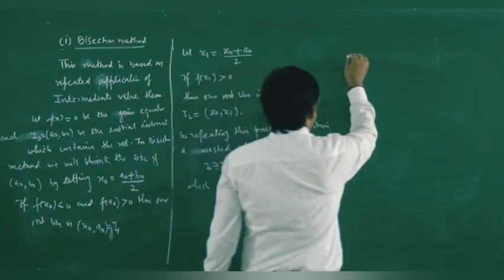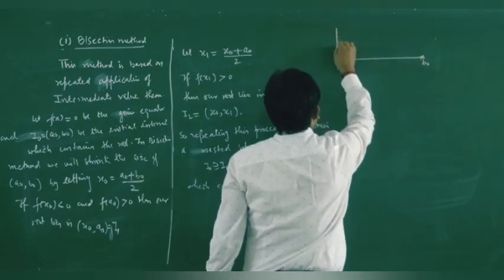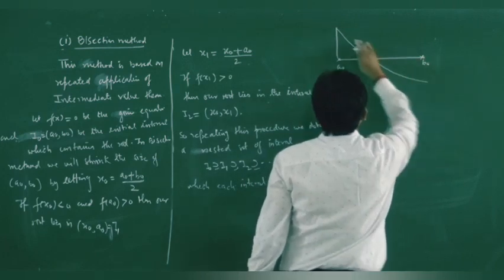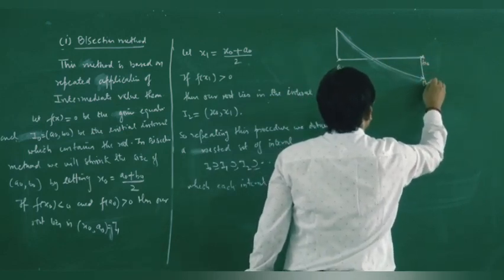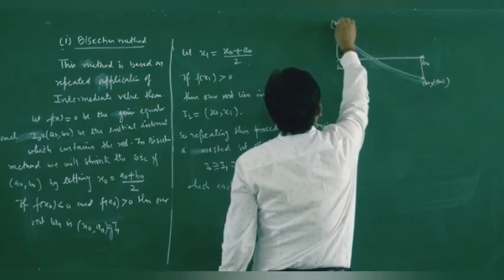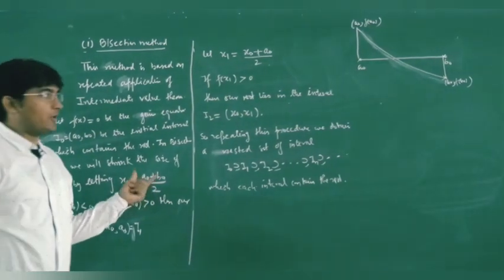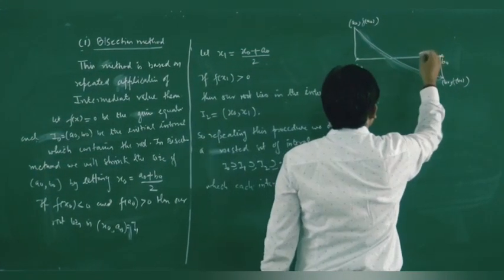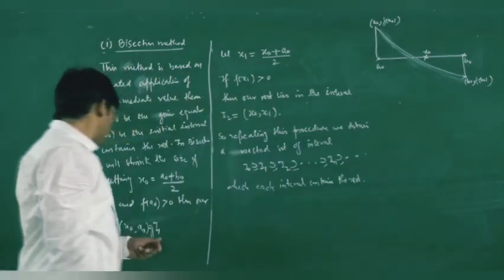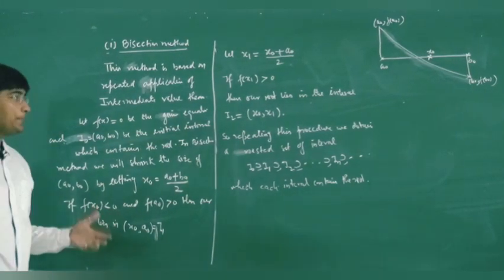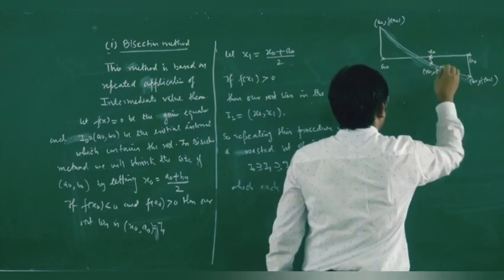Now let us draw the graph. Say this is your a naught and say this is your b naught, and the value of the function at a naught is positive and the value of the function at b naught is negative. So we have b naught, f of b naught, and this is your a naught, f of a naught. Now we have assumed that x naught is the midpoint of this interval. The value of the function at x naught is negative, so we have this point x naught comma f of x naught.